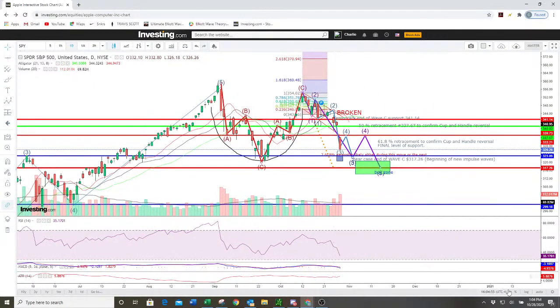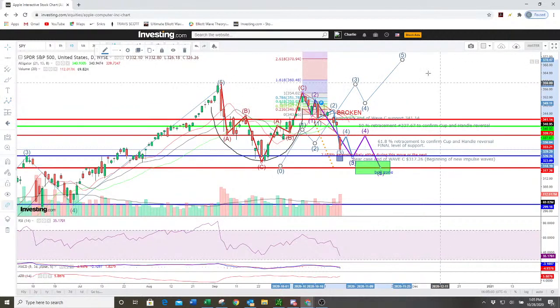So what was possible, and I know we're getting kind of messy here, but what was possible is that this was a 1, a 2, we were going to have a 3, a 4, and then a wave 5 up to new heights around the 368 level, I think was what we first forecasted, okay?